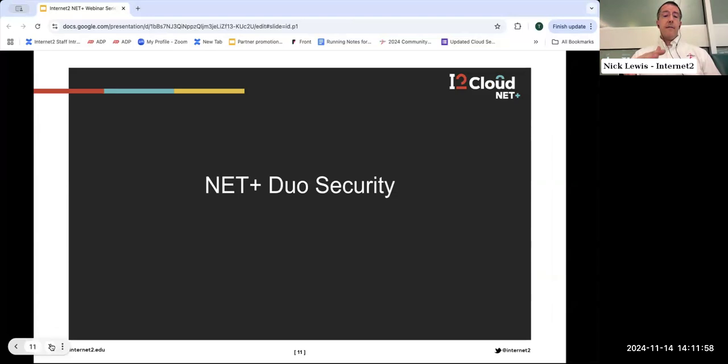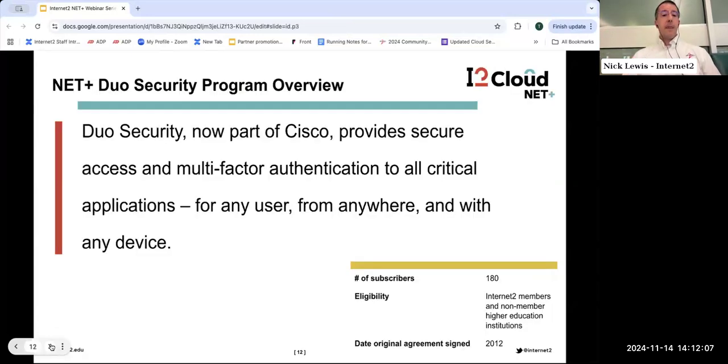the NetPlus programs have very similar things done for each of them because we have a structured process around service evaluations and how we run our programs. Tara, next slide, please. So the NetPlus Duo Security program, Duo Security is now part of Cisco and has been that way for about 6 years now. And it provides secure access and multi-factor authentication to all critical applications for any user, anywhere, and with any device. And so the program is about 12 years old.